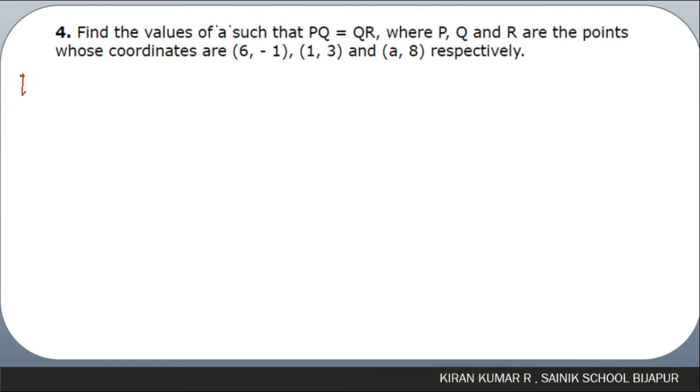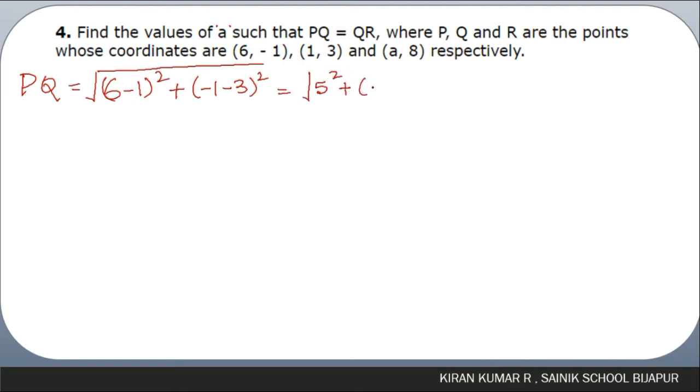Let's take up the distances one by one. What is the length of PQ? PQ length will be under root of 6 minus 1 whole square, the difference of x coordinates, plus the difference of y coordinates, which is nothing but root of 5 square plus negative 4 square. 5 square is 25 plus negative 4 square is 16. We get root of 41.